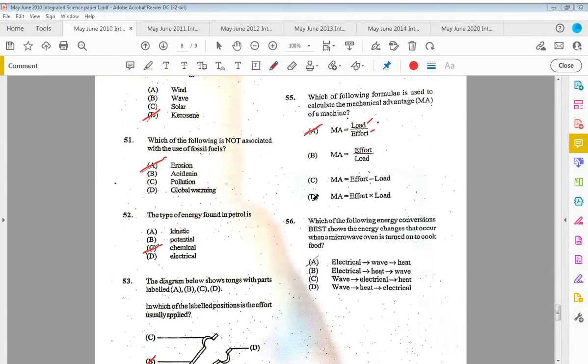Then we have 56. Which of the following energy conversions best shows the energy changes that occur when a microwave oven is turned on to cook food? We're going from electrical to wave to heat energy, right? Because it's the heat that is necessary for the cooking of the food.